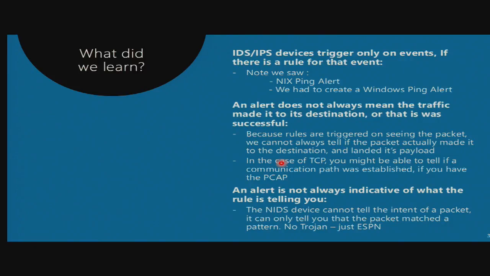Now, Bro's a little different. Bro will track every single event that goes on, and it will create a connection log of everything, right? It is an authoritative truth of what happens on your network. But remember that the things that are firing on rules only go if something actually bad happens, or somebody wrote a rule for it. It doesn't always have to be bad. An alert does not always mean that traffic made it to its destination.